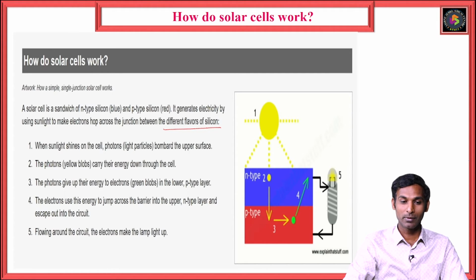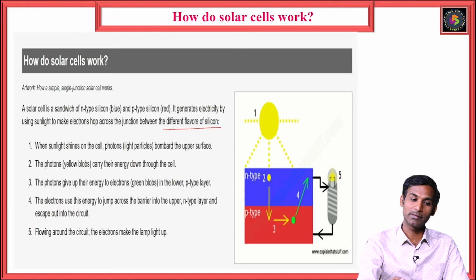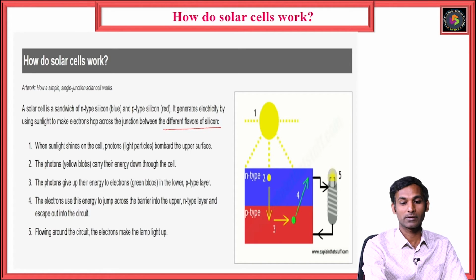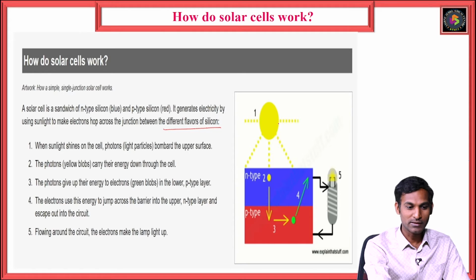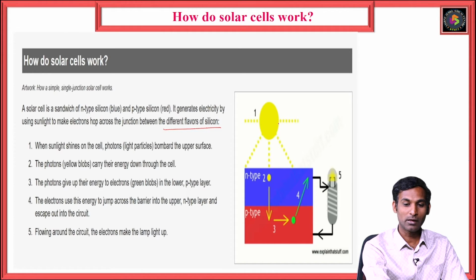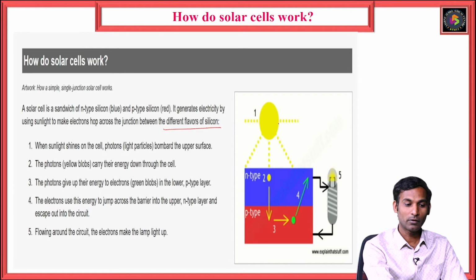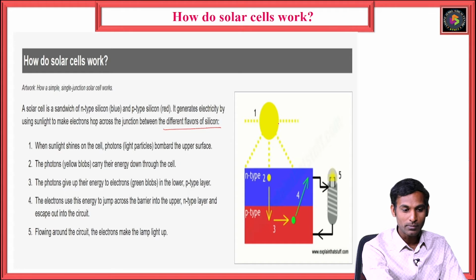First, we can see the working of the solar cell in this diagram. When sunlight shines on the cell, photons, that means light particles, bombard the upper surface. This is our input source. When sunlight shines on the cell, absorption of light radiation is important. Photons bombard the upper surface. That is point number 1. Point number 2 is that the photons carry their energy down through the cell. That means the energy is transferred into the cell.